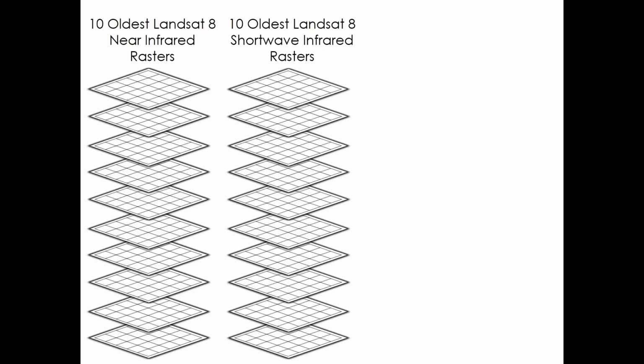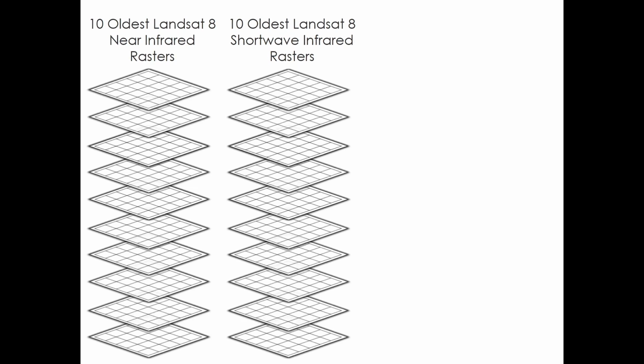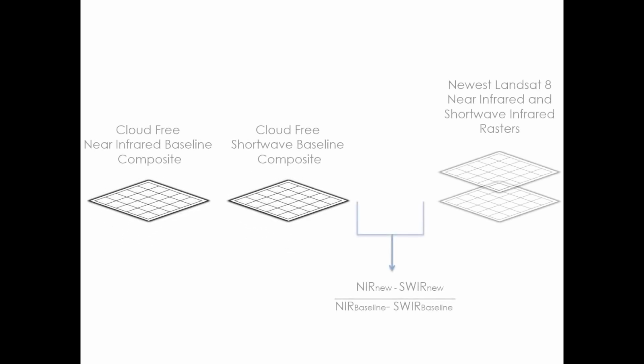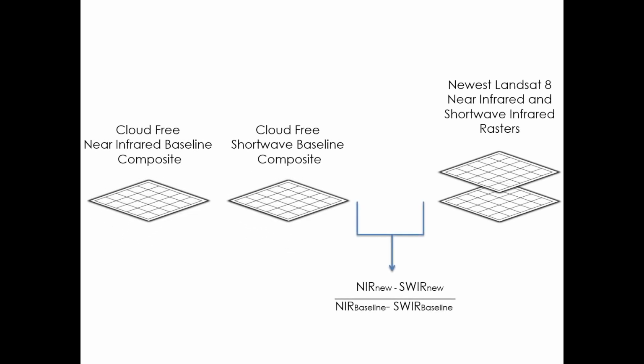Next, the near-infrared bands and short-wave infrared bands from the 10 oldest images are composited separately to produce cloud-free baseline images. The near-infrared and short-wave bands from the newest images are then subtracted from the infrared baseline images to show increases or decreases in moisture. Areas with significant change in these band combinations represent changes in soil moisture.